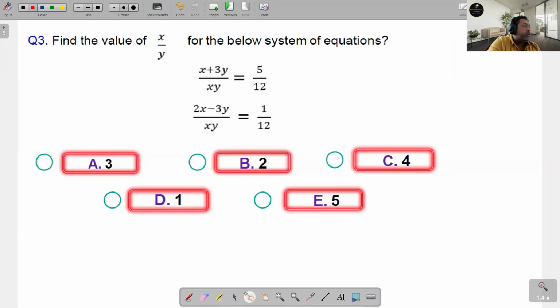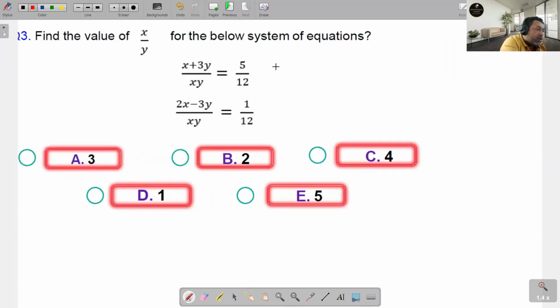Question 3. Find the value of x over y for the below system of equations. The first equation is x plus 3y over xy is equal to 5 upon 12. The next equation is 2x minus 3y upon xy is equal to 1 upon 12. All right. So what we'll do is that first of all, from taking the equation 1 here, we'll try to do a cross multiplication and see what happens.